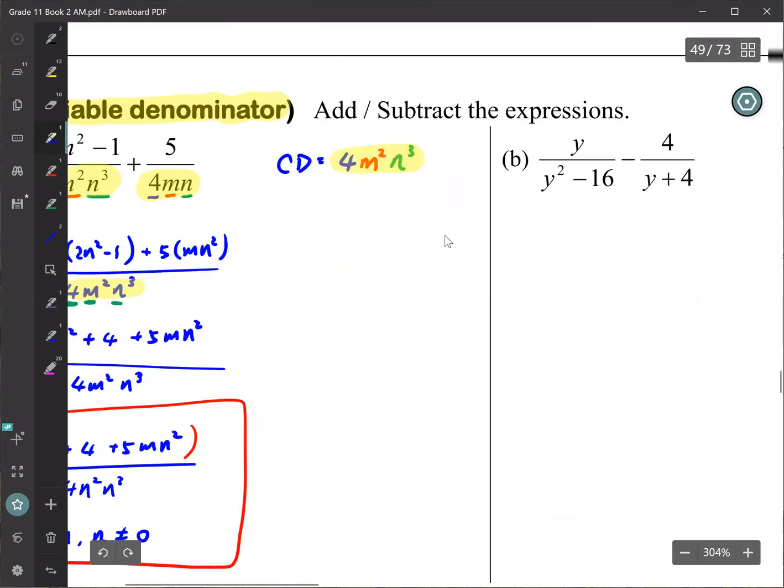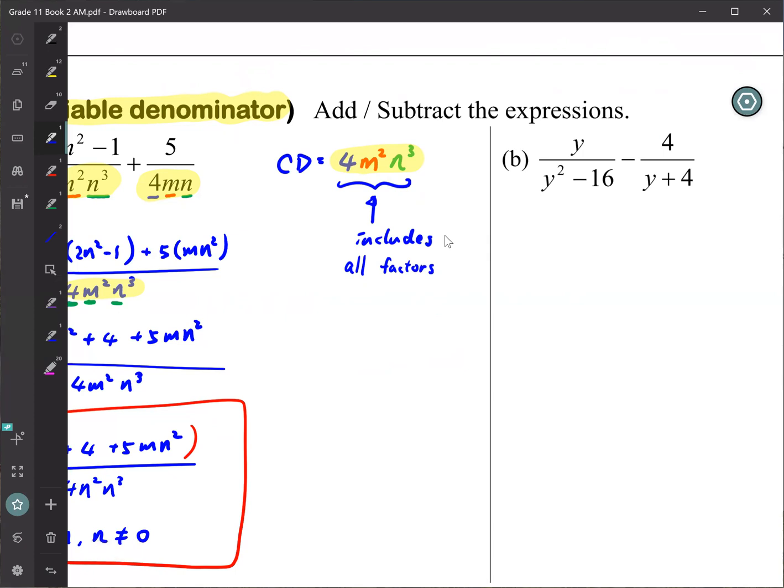So the common denominator includes all factors. But we want to get just the minimum, the lowest possible, okay? So let's look at question B.